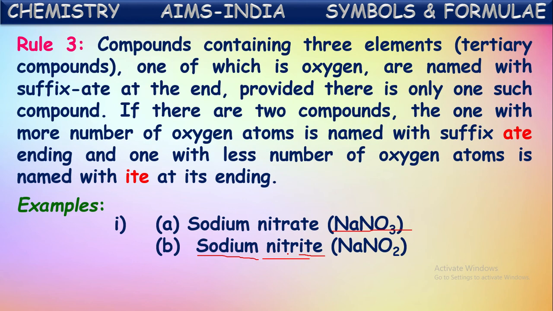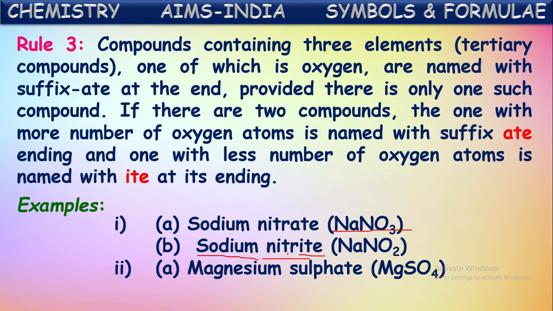You got this rule? So if there is a compound with more than two elements, containing at least three elements, and one of these three is oxygen, then the metal and non-metal names are mentioned in the name without oxygen's name. So oxygen is indicated with -ate at the end of the name. If there are two compounds with the same combination, then the compound with more oxygen atoms will end with -ate, and the compound with fewer oxygen atoms will end with -ite. Let us see one more example on the same.